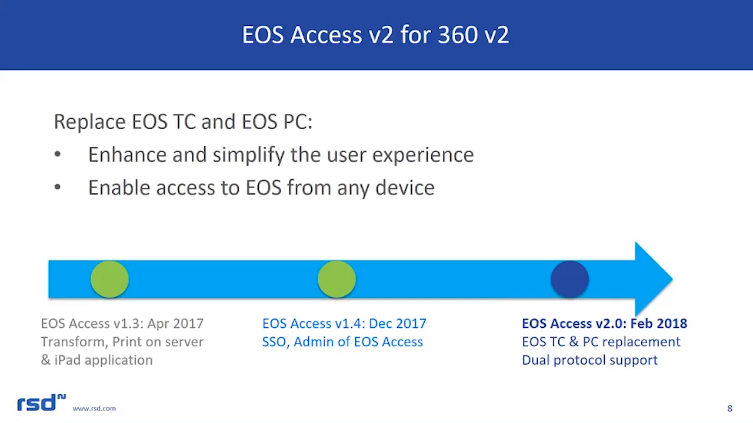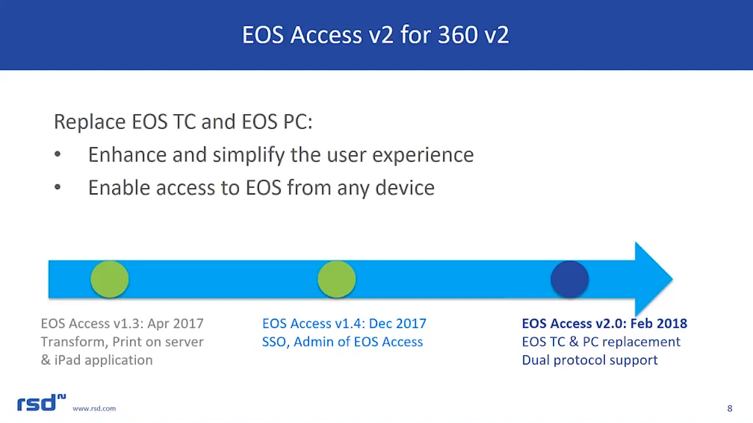We began with EOS Access version 1.3, released in April, so earlier this year. There we had transform capabilities, print on server, and then also the iPad application. Hope many of you have been able to see that demo. And then we have an incremental release, version 1.3.2, which is now available, and it supports the deployment of EOS Access in a WebSphere cluster environment using Dispatcher for load balancing. That's version 1.3.2.